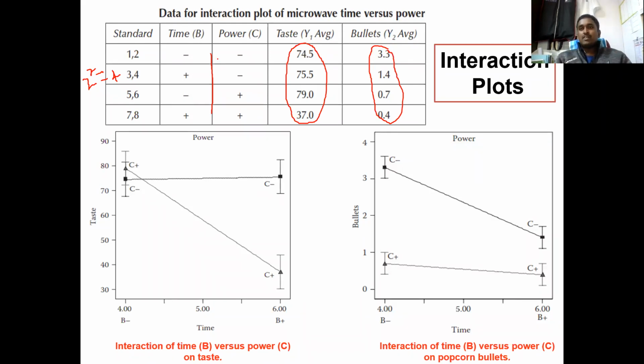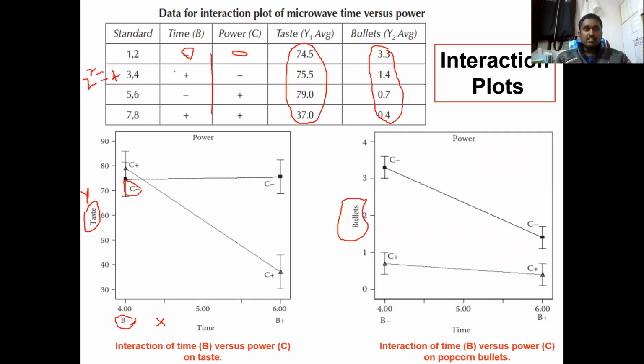Now let us see what the meaning of interaction is. We already saw BC having interaction, now what it is. You see this graph, with x-axis and y-axis. Here the y is the taste, am I right? Here it is the bullets. Since we are done now, both bullets and taste will go parallel from here onwards. Now what it says is, when B is at minus level and C is at minus level, B is at minus level and C is at minus level.